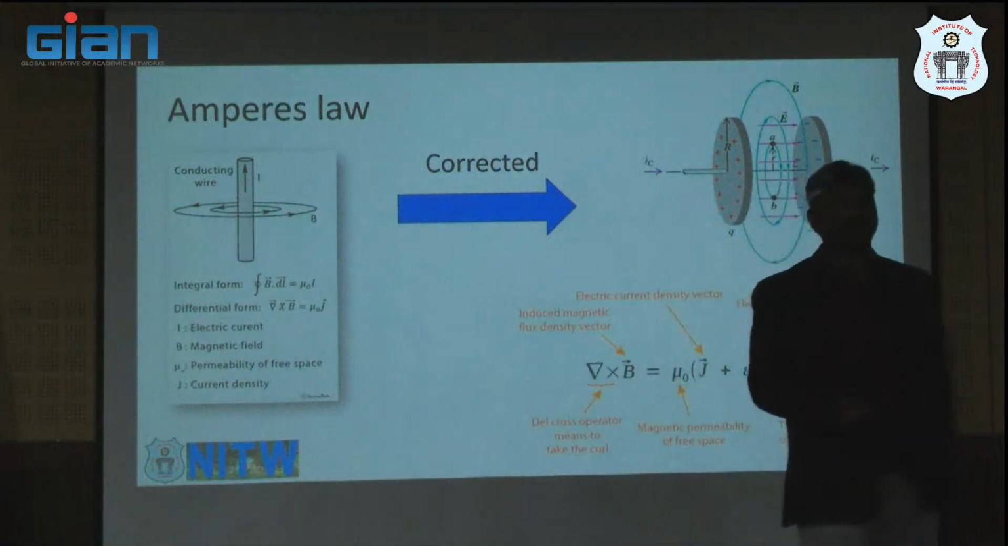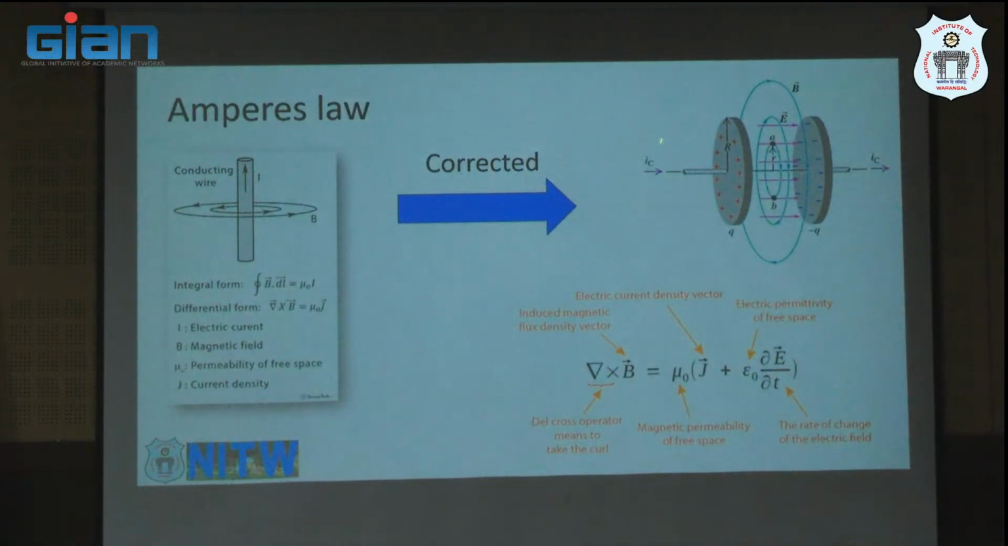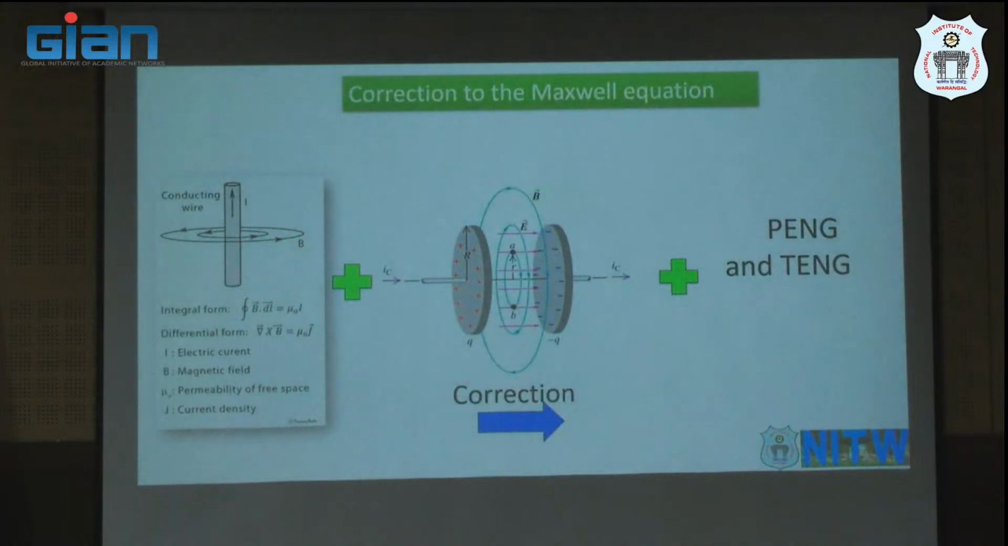If you consider the parallel capacitor case, when you charge the capacitor, there will be a current passing between the two capacitor plates, which we call the displacement current. That happens because of the time-dependent electric field, dou E by dou T. When the capacitor is getting charged, you have a rate of change of electric field between the plates that produces the magnetic field. So this extra term was added because in the capacitor case you have to consider this term. Now, after this, there was one more correction to this equation. That is where our nanogenerators come into the picture. So this is the actual Ampere's law, then Maxwell added this term.